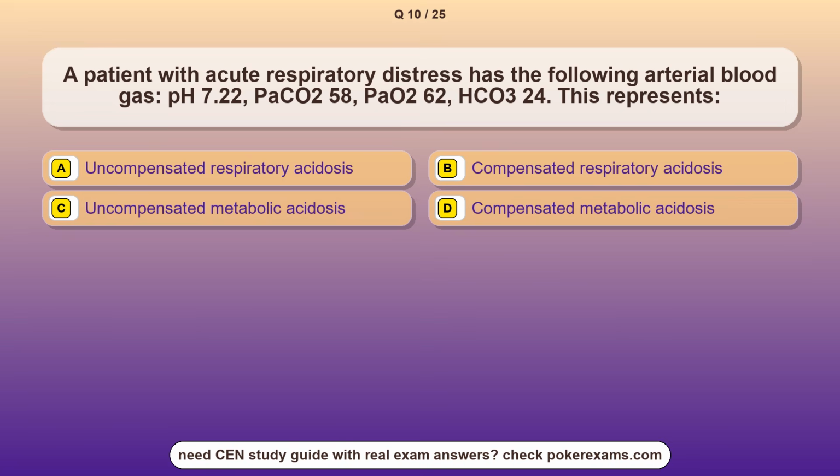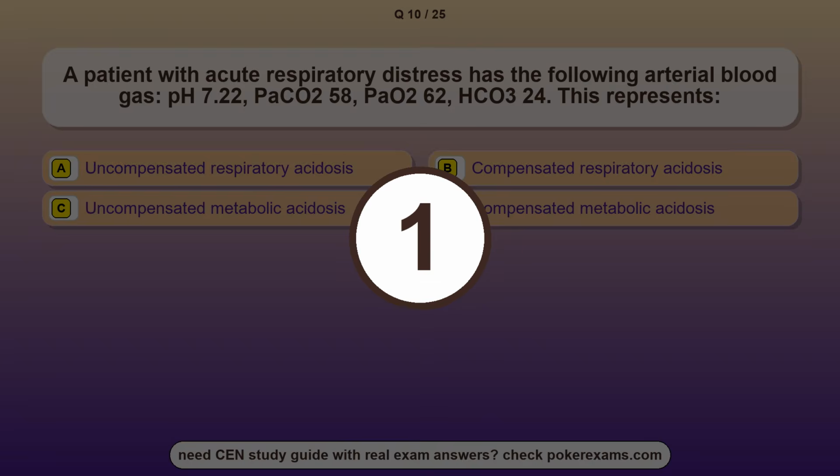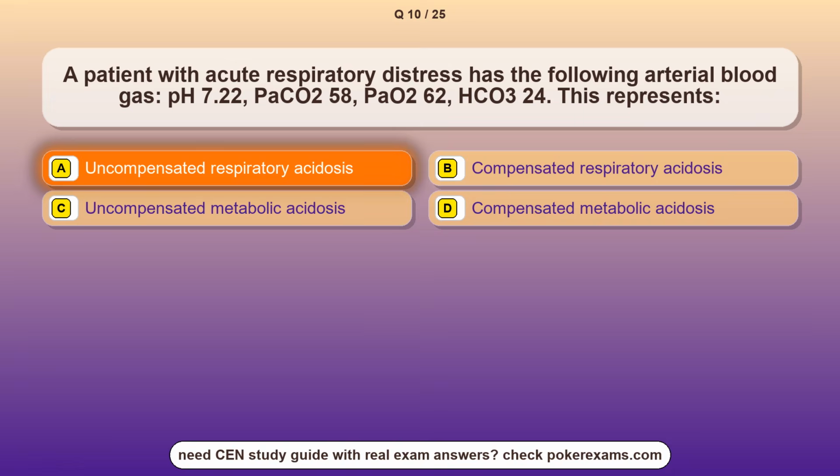Question 10. A patient with acute respiratory distress has the following arterial blood gas: pH 7.22, PaCO2 58, PaO2 62, HCO3 24. This represents Option A, uncompensated respiratory acidosis. Option B, compensated respiratory acidosis. Option C, uncompensated metabolic acidosis. Option D, compensated metabolic acidosis. The correct answer is option A, uncompensated respiratory acidosis.